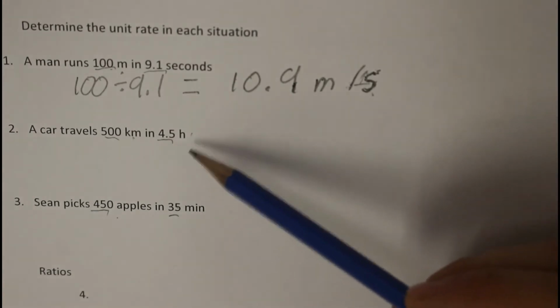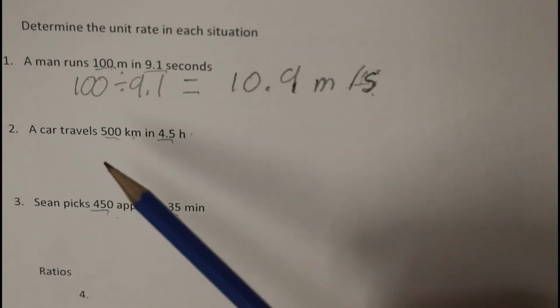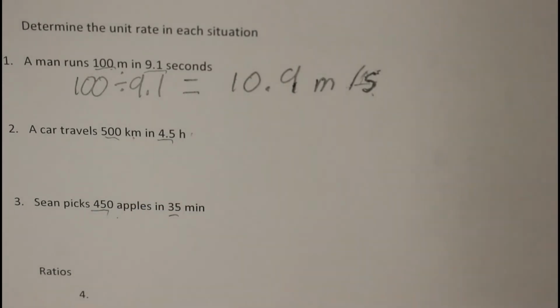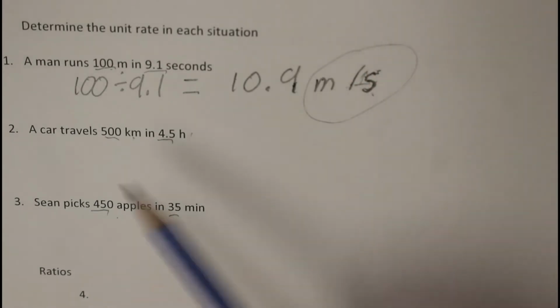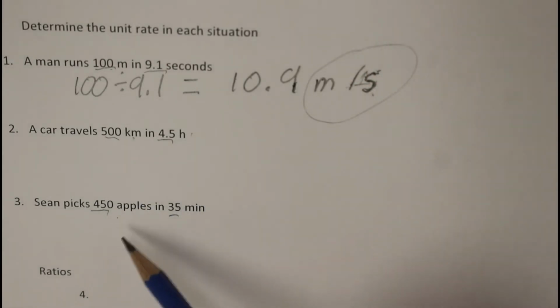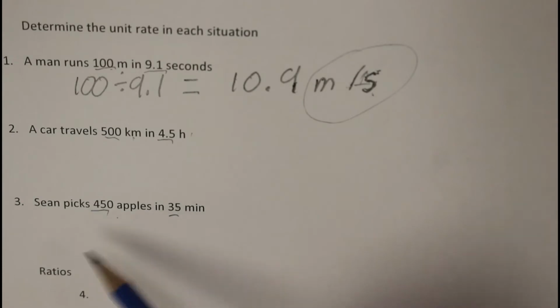It's the same for these three. You're just taking the unit and dividing it by the rate. And make sure you have the units, km/h. Apples, you could write the whole word out, or a/m, or min. It's really up to you guys.